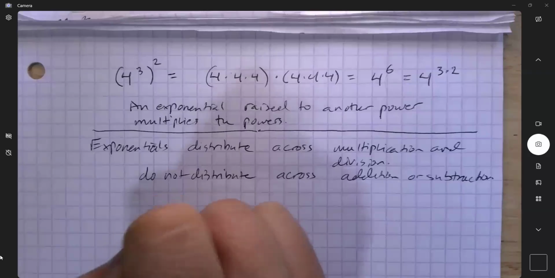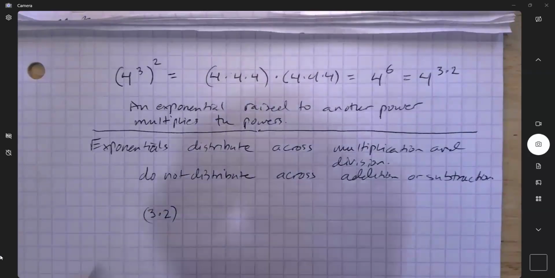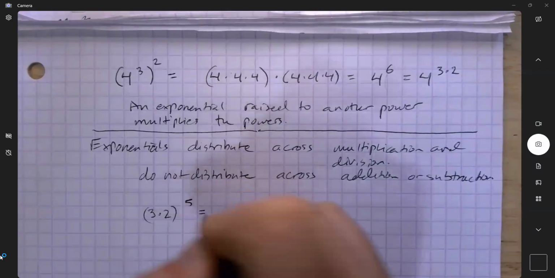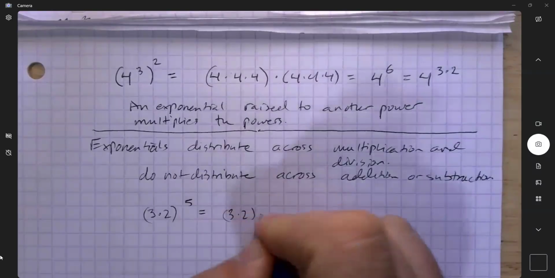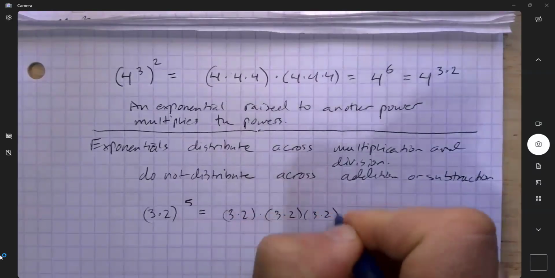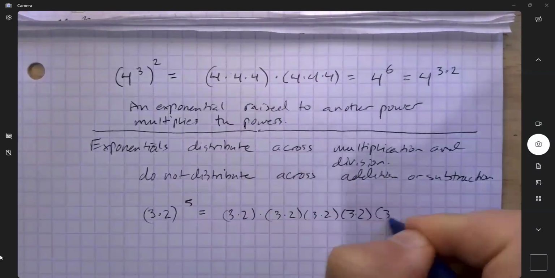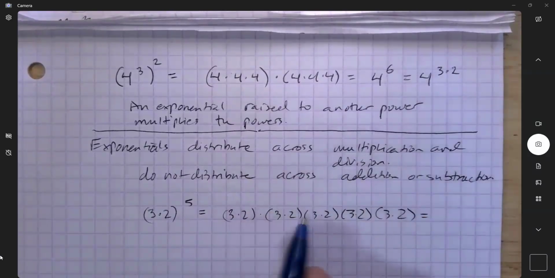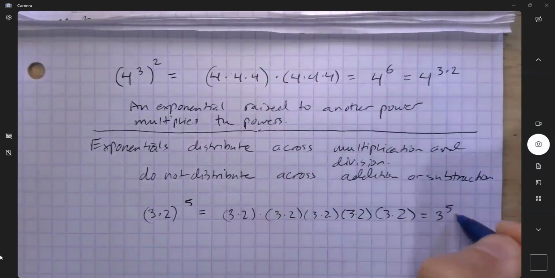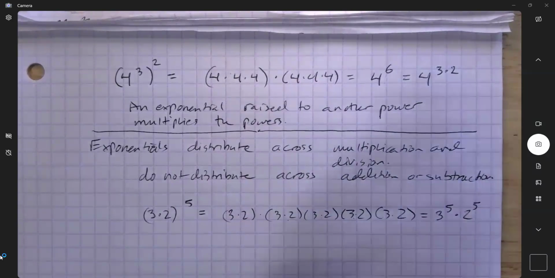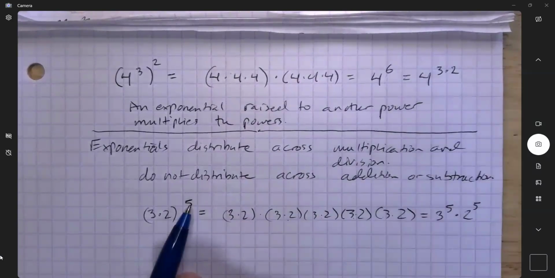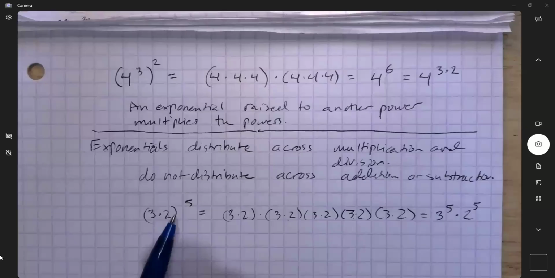Let's take 3 times 2, and we're going to raise that to the 5th power. Well, if I wanted to, again, use my rules of writing things out, that's going to be 3 times 2 multiplied by itself 5 times, which is 1, 2, 3, 4, 5 threes multiplied together, and 1, 2, 3, 4, 5 twos multiplied together. So the exponential distributes across the multiplication. 3 times 2 all to the 5th becomes 3 to the 5th times 2 to the 5th.